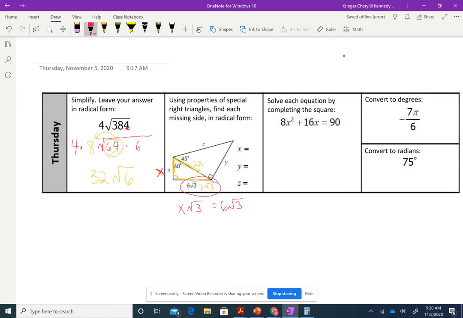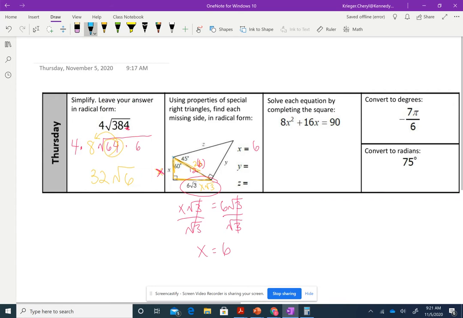Okay, so I divide both sides by the square root of 3, and I get x equals 6 root 3 divided by root 3. Anything divided by itself is 1, so I have x equals 6. Right, so x is 6, and this is going to work out really nicely. 2 times x is 2 times 6, which is 12, right? And that's something that I need to use to solve for y and z, right?